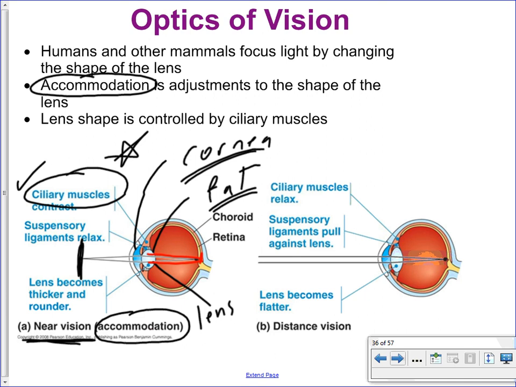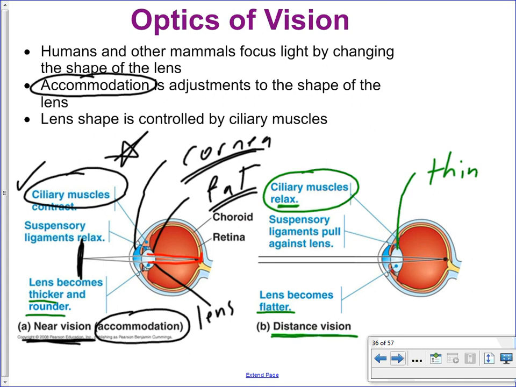For objects that are viewed far away, you don't need to have that same degree of accommodation. In this case, instead of the lens being fat, the lens is going to be thin. You don't need to bend the light as much. So now the ciliary muscles, instead of having to contract and work really hard, are going to be relaxed. So the lens, I said thinner. Here it says flatter. The other side, I said fat. Here they say thicker or rounder in terms of its shape.